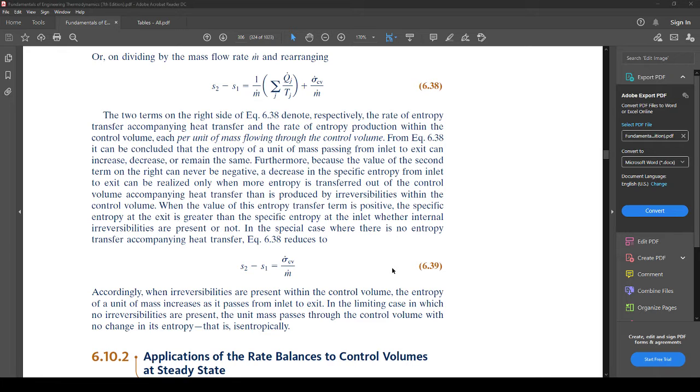Furthermore, because the value of the second term on the right can never be negative, a decrease in the specific entropy from inlet to exit can be realized only when more entropy is transferred out of the control volume accompanying heat transfer than is produced by irreversibilities within the control volume.